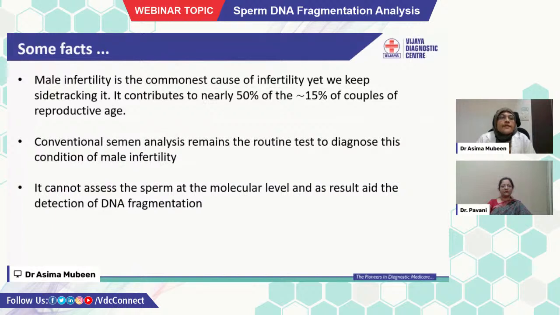Now, in the infertility field, there are some facts which I want to get in front of you. Male infertility is the commonest cause of infertility, yet we keep sidetracking it. It contributes to nearly 50% of the 15% couples of the reproductive age. And even now, the conventional semen analysis remains the routine test to diagnose male infertility. But this cannot assess the sperm at the molecular level. So we need further testing.